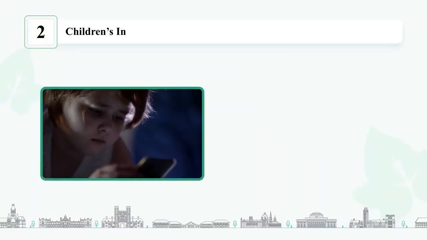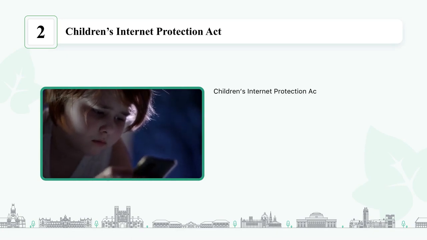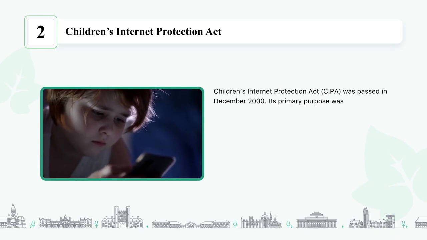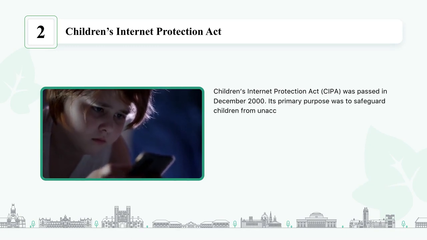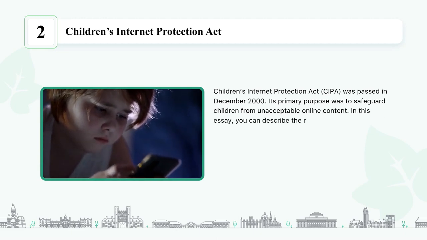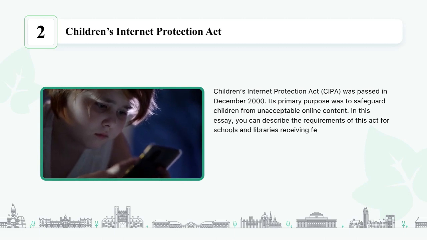Children's Internet Protection Act. The Children's Internet Protection Act, CIPA, was passed in December 2000. Its primary purpose was to safeguard children from unacceptable online content. In this essay, you can describe the requirements of this act for schools and libraries receiving federal funding.